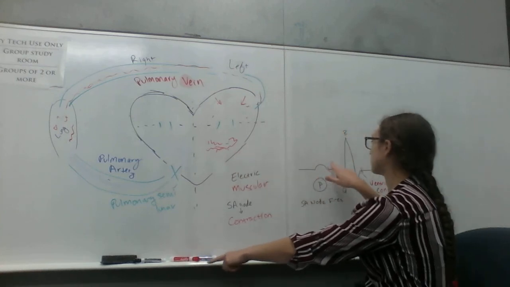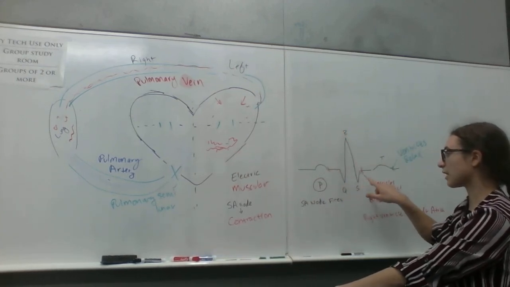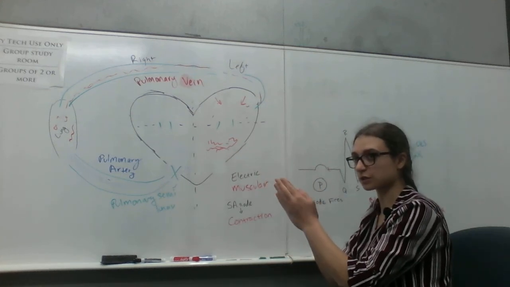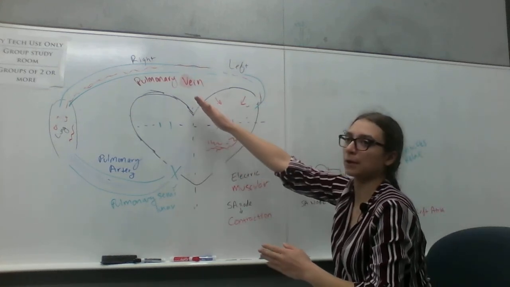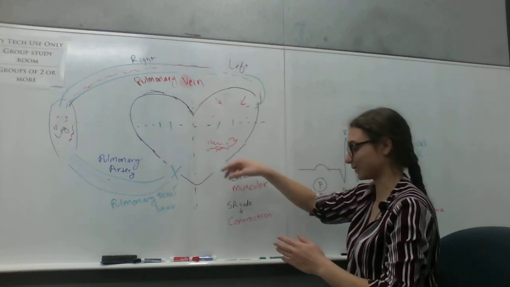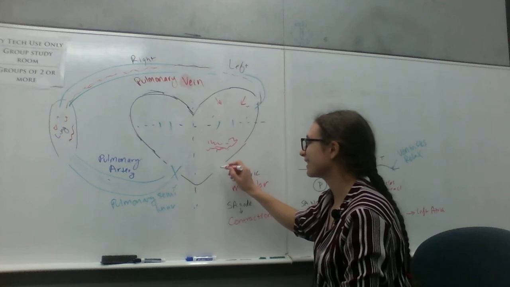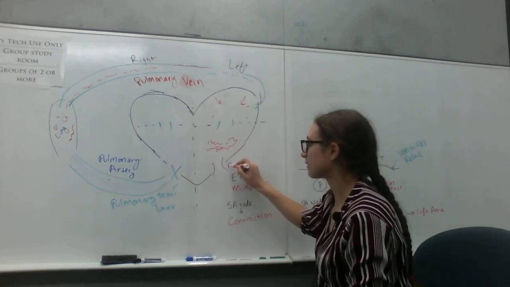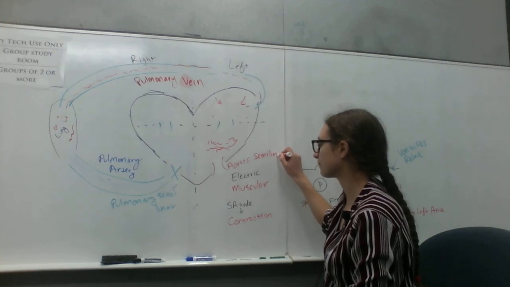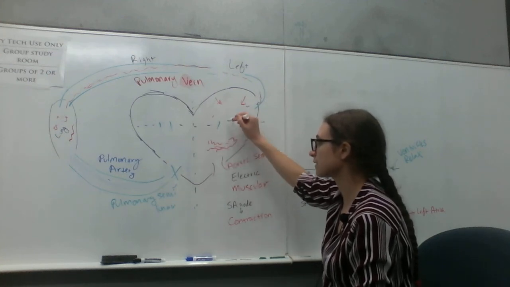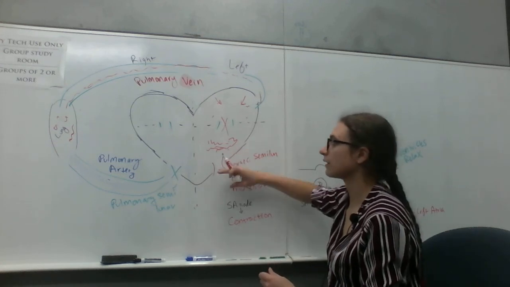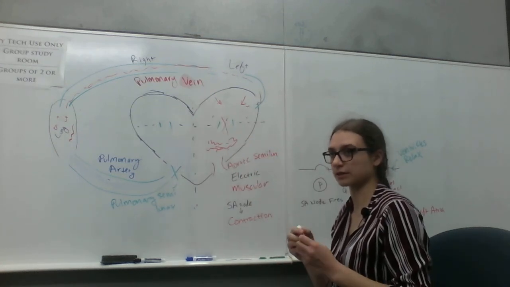And then you're going to have your QRS complex, and then right here your ventricle is going to contract, so it's going to squeeze. It's going to push blood out through the aorta. So this is the aortic semilunar valve. When the ventricle contracts, this is going to close, the aortic semilunar is going to open, and then you can pump blood to the rest of the body.